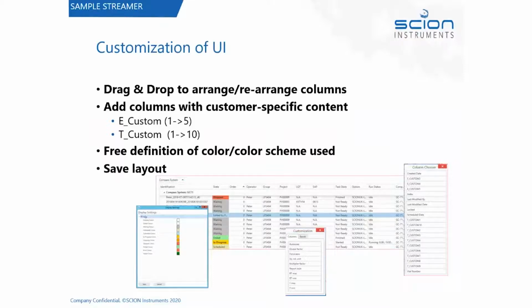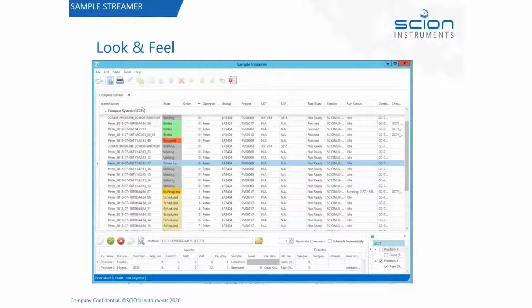Not only that, you can change what colors show up depending on what's going on. You can see in my color screen that grey is waiting, green is ended, yellows and oranges are scheduled or in progress. Maybe you want that to be different because you have different color coding depending on what samples are doing at any given instant. Again, it's a very customizable product.